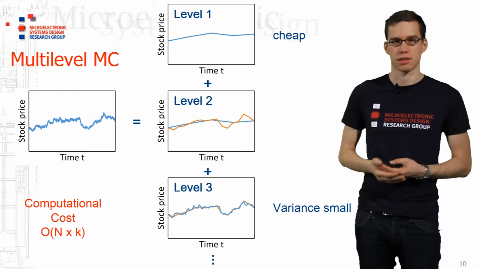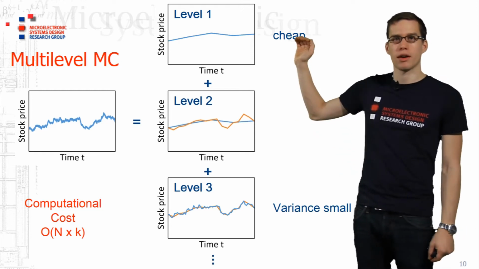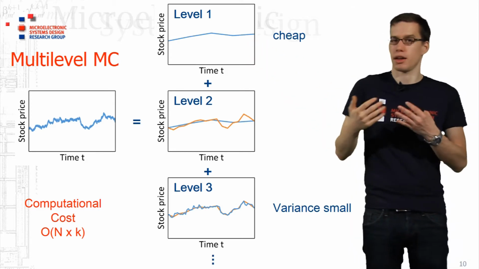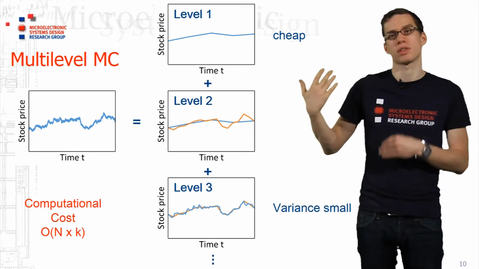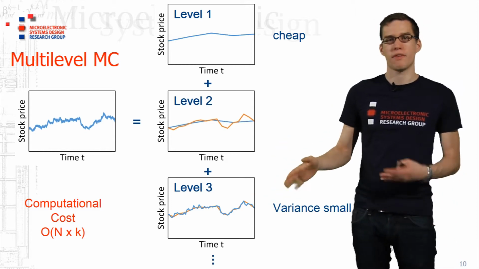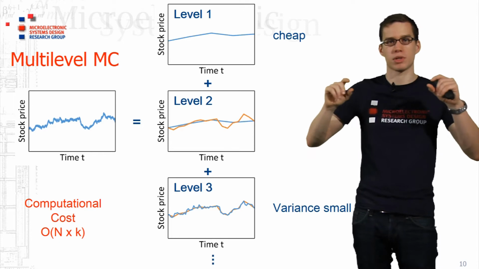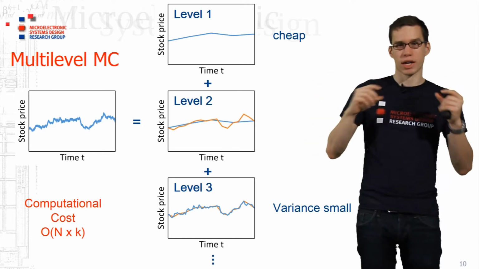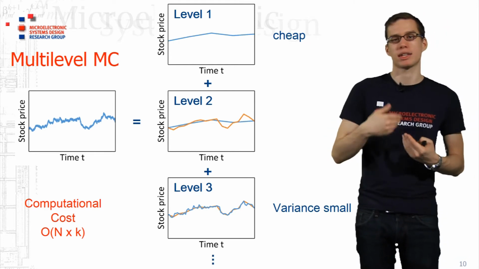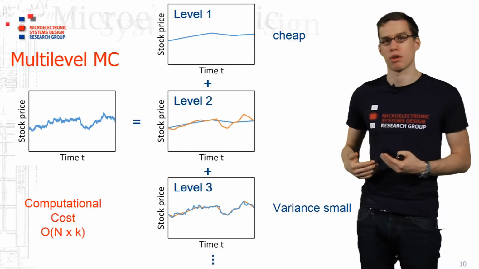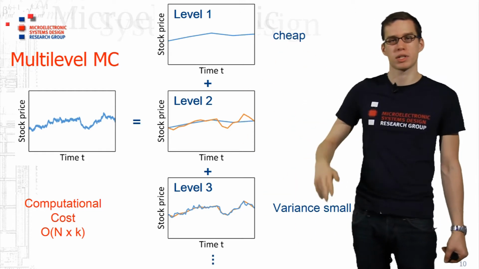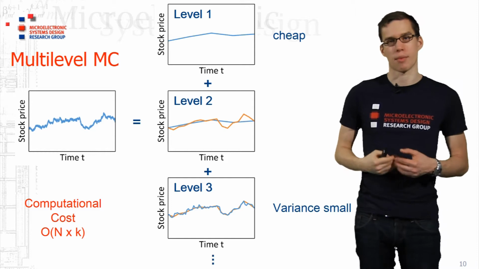So why is this so attractive? First of all, at level 1, we have very cheap paths. The cost to simulate is of order n times k, and k is very small, so these are very cheap paths. And for high levels, typically, the variance tends to go down because the differences between the paths are getting smaller and smaller. So the correction factor also has a lower variance. And if that's the case, we have to simulate fewer paths, so n is much smaller. In that case, we have an overall lower computational cost by doing this hierarchical step of Monte Carlo simulations.